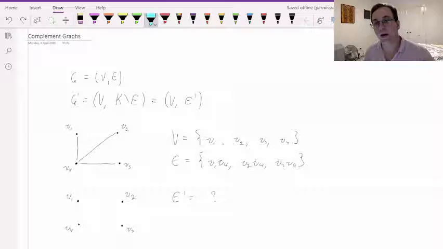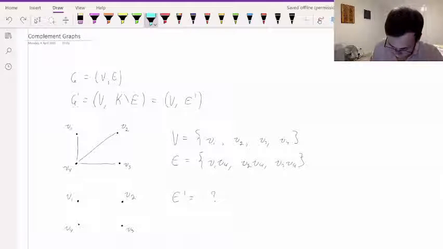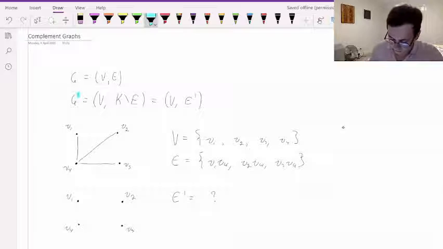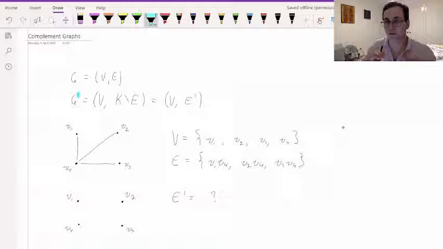Now, our complement graph, which we denote with a little dash, is equal to our vertex set, and then our edge set. What we do is we consider the complete graph on the same number of vertices, and we remove the edges from our initial edge set. And as you can see, we denote our new edge set once again with that same little dash.